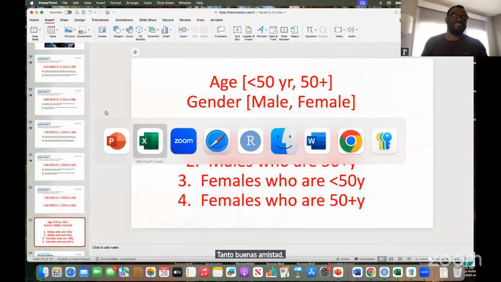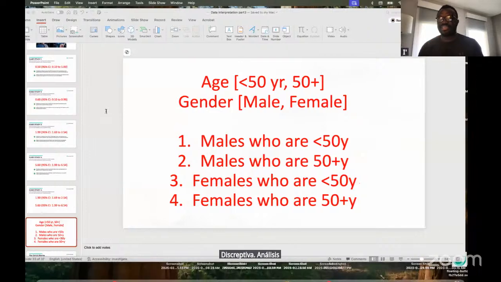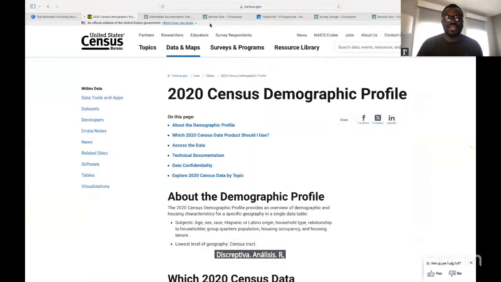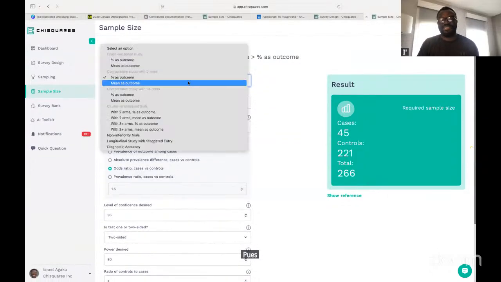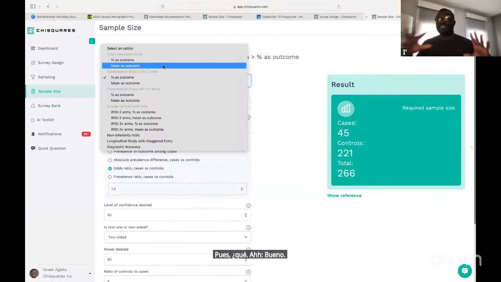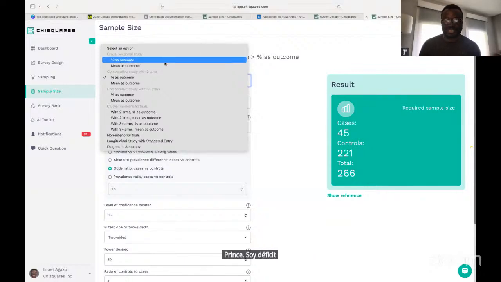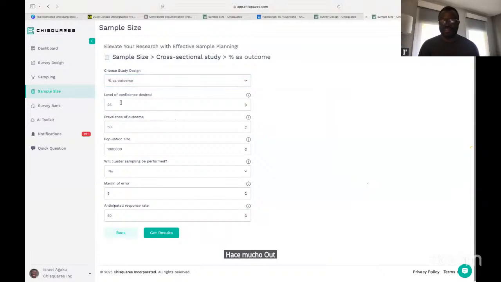So let's say you are trying to look at a descriptive analysis of rodents in an ecosystem, right? In this case, the exact same principles will apply. So here you would say, okay, I want to look at the prevalence, the percentage of rodents that have this disease. There's no difference at all between calculation of sample size for human beings versus for rodents. It's the exact same principle. So if it's a descriptive analysis, you will still say percentage of outcome, level of confidence will still be 95, the prevalence of outcome will be 50.